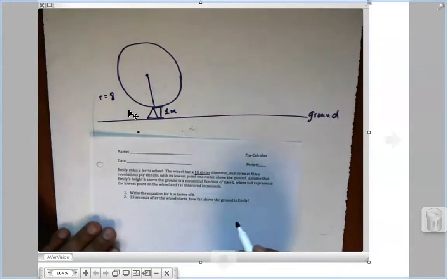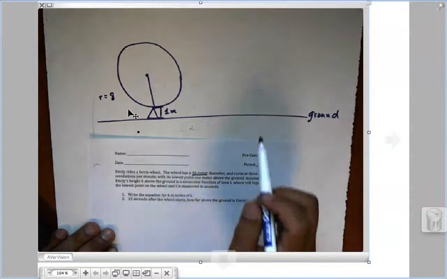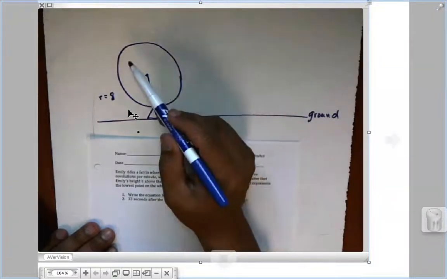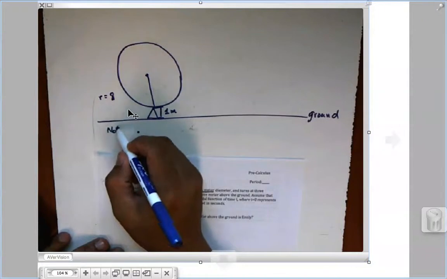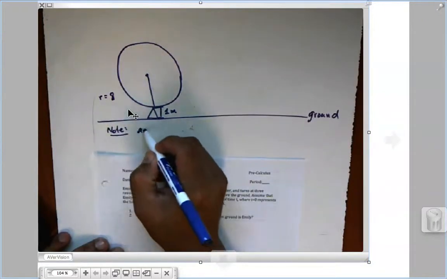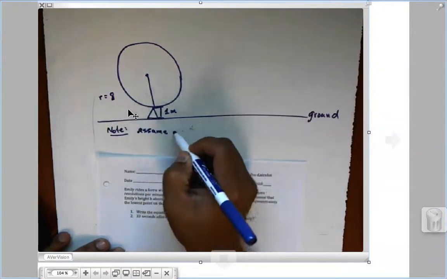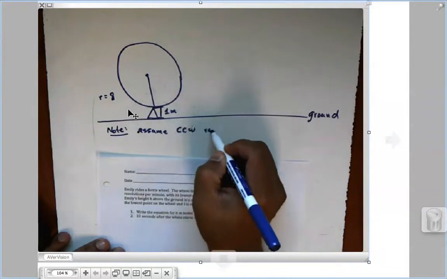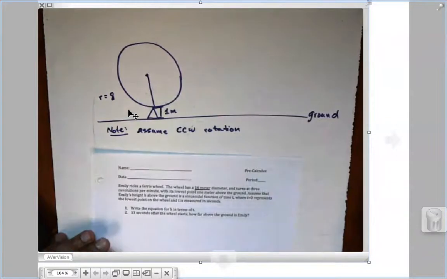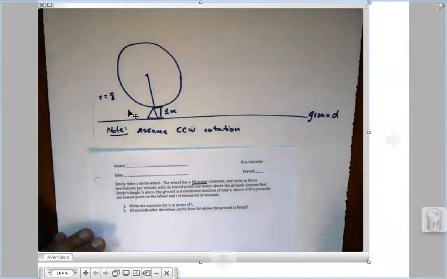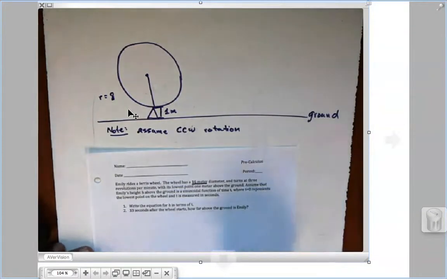One thing that I'm going to write here, it doesn't say how the wheel is rotating. It doesn't say whether it's counterclockwise or clockwise. So for right now, we are going to make a note here, and we're just going to assume counterclockwise rotation. Okay, since it doesn't say how it's rotating, we're just going to assume that that's going counterclockwise. If you see a different problem and it says that you have to rotate in a certain direction, then you can't really make any assumptions.